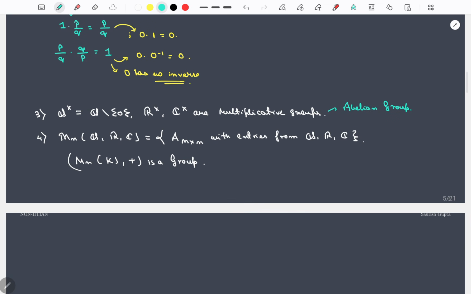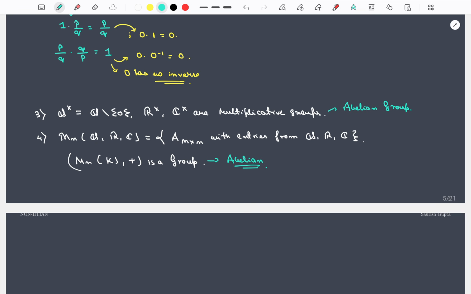Right? This is also an abelian group because the addition in matrices is commutative. And the reason is that we know that in matrices addition takes place component wise, and the components are elements from Q, R, or C, and addition there is commutative. So it should be an abelian group. And this is quite clear, right?